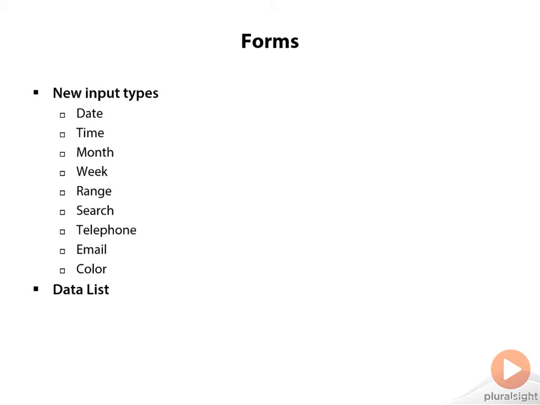And then there is a new related type called data list. In addition, there are two new displays that are very close to each other, the progress bar and the meter. Let's take a look at each of these by building a simple form.